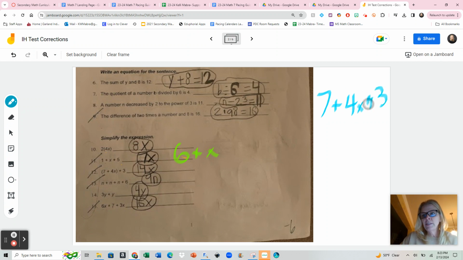Just like what we did on the last one, you can only combine like things. So the easiest ones to see are the numbers here. You have a 7 and you have a 3. You can combine 7 and 3 and you get 10. And there are no other x's, so we can only say 4x. So you have 10 plus 4x.